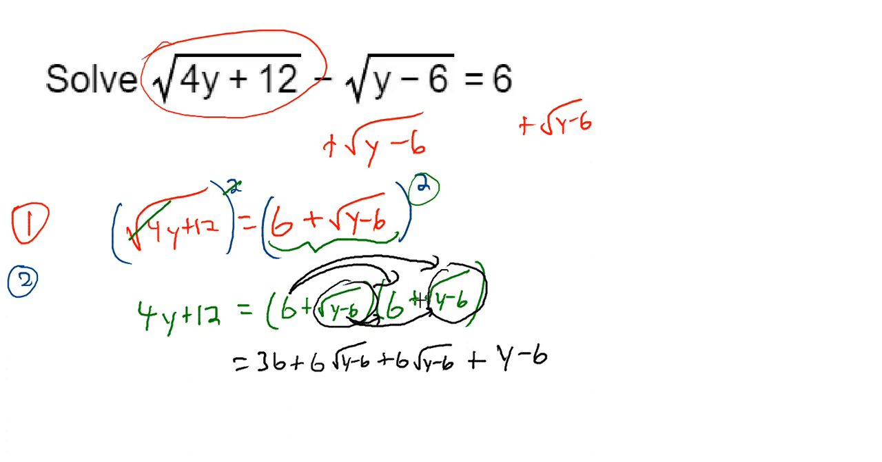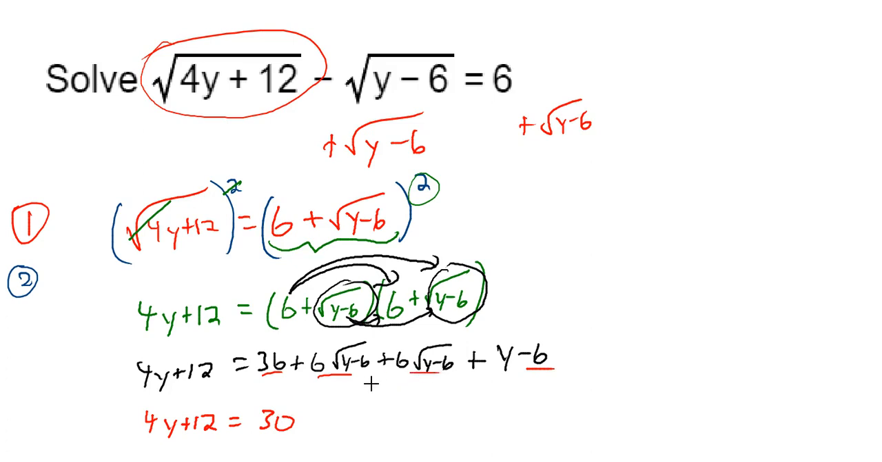If you don't use that shortcut here, it can get pretty tough to figure out. All right, the left-hand side is just going to get copied down. And then I'm going to combine like terms. So we'll have 4y plus 12 equals 36 minus 6 gives me 30.